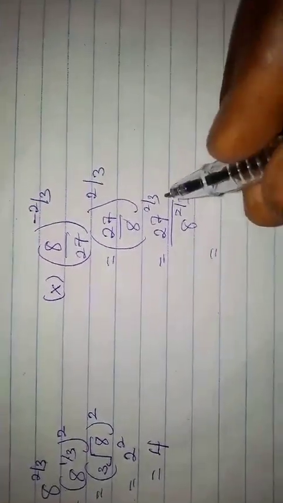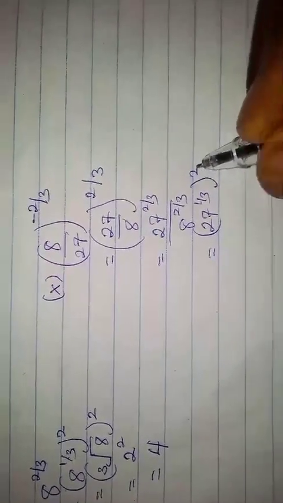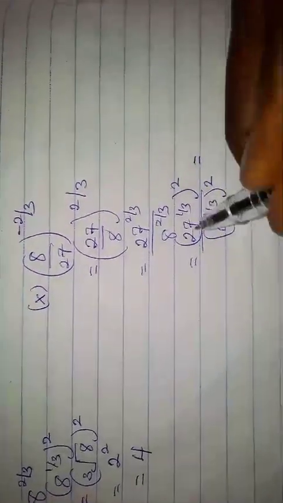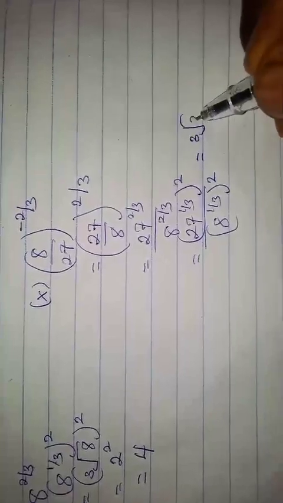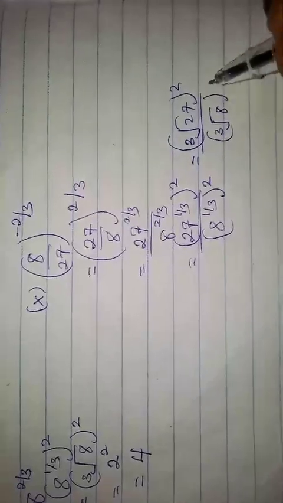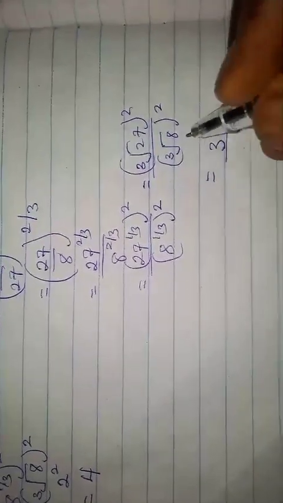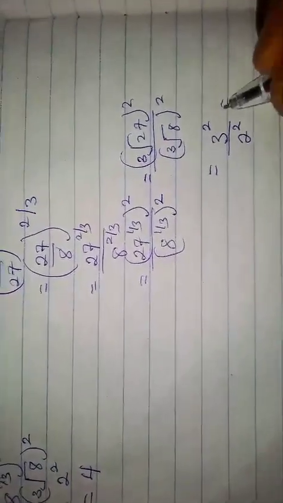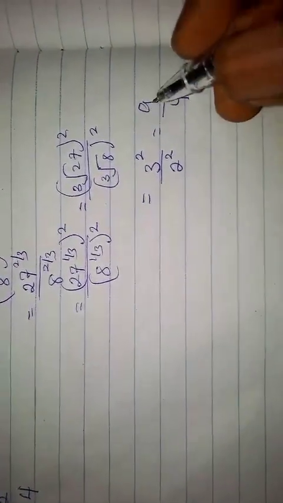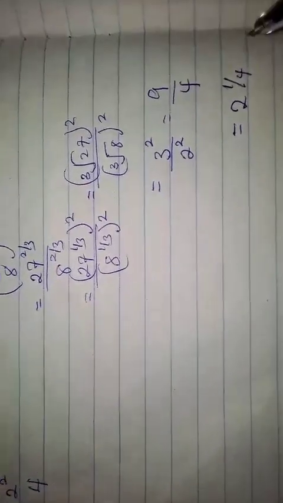Then we separate the main roots from the power, and that will be 27 to the power of 1 over 3 squared over 8 to the power of 1 over 3 squared. We take the third root of 27, indicate the square, over the third root of 8, also indicate the square. The third root of 27 is 3, put the square. The third root of 8 is 2, we put the square. 3 squared is 9, 2 squared is 4. So my answer is 9 over 4, or you can decide to put it as a mixed fraction, 2 whole number 1 over 4.